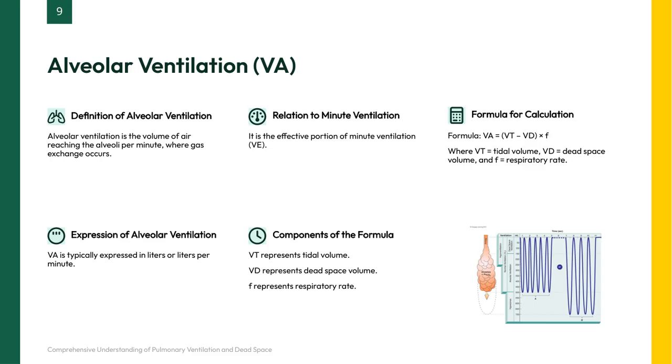Now, when we talk about the components of the formula, VA, or alveolar ventilation, is usually expressed in liters per minute. This is the effective volume of air that actually reaches the alveoli, where gas exchange occurs. The key formula here is VA equals VT minus VD times F. This means that to find the alveolar ventilation, we subtract the dead space volume from the tidal volume and then multiply by the respiratory rate. In essence, we're calculating the volume of air per minute that is truly available for gas exchange.